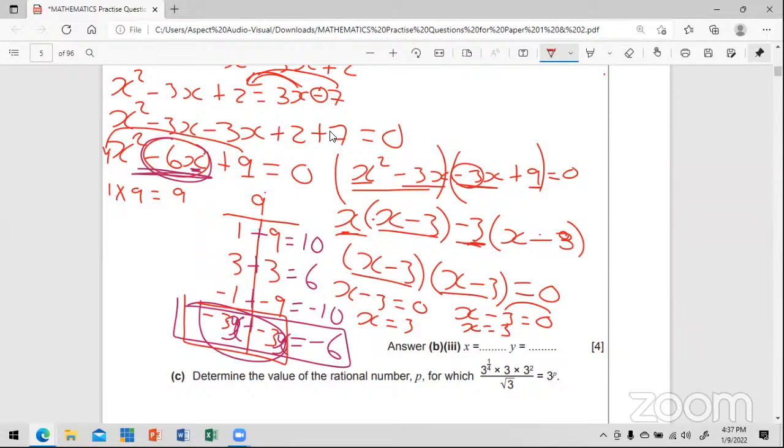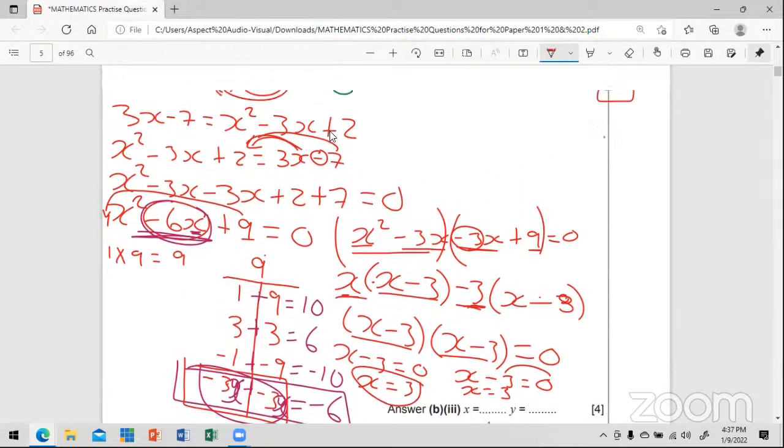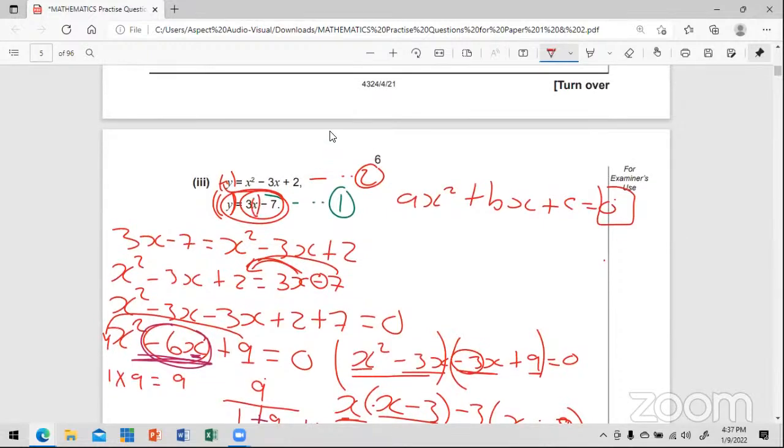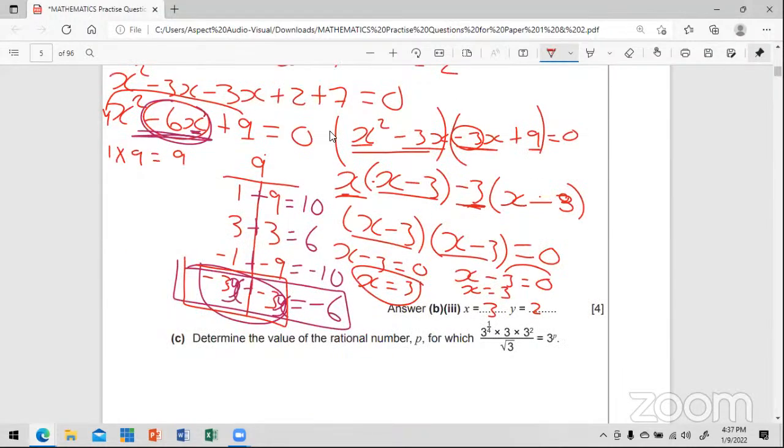The way you are going to use this x here, you substitute it right here, you get your y. So now your y is going to be 3 minus 7, so this is 9 minus 7, which gives you 2. So your x is 3, and your y is 2. That's why it is quadratic, but these solutions are repeated.